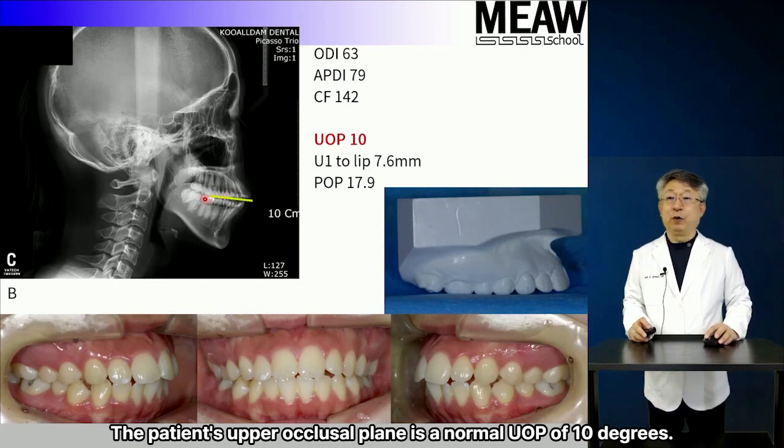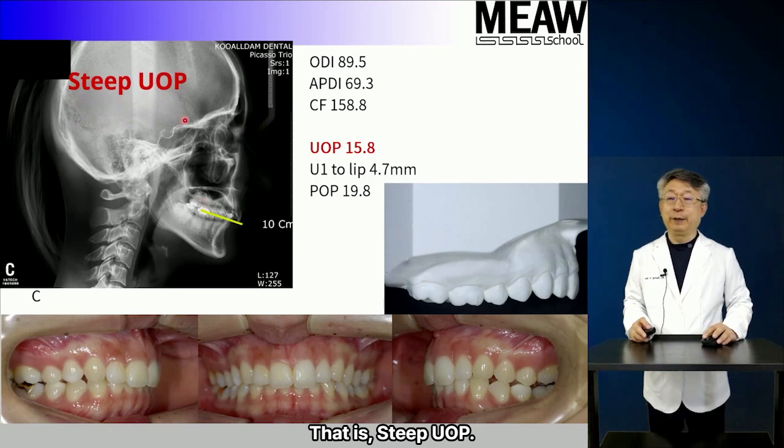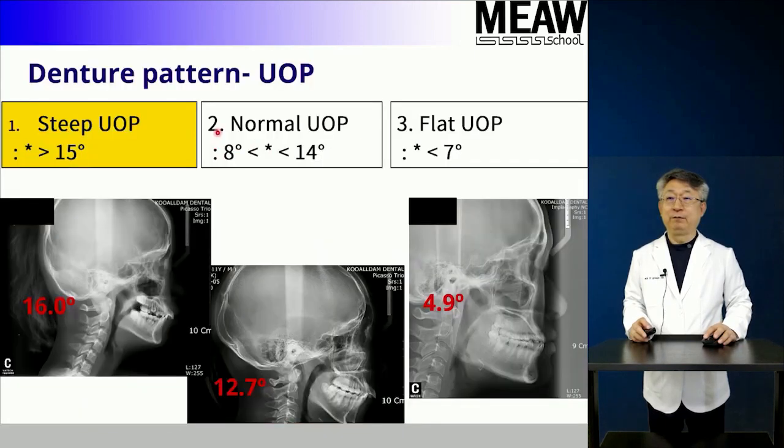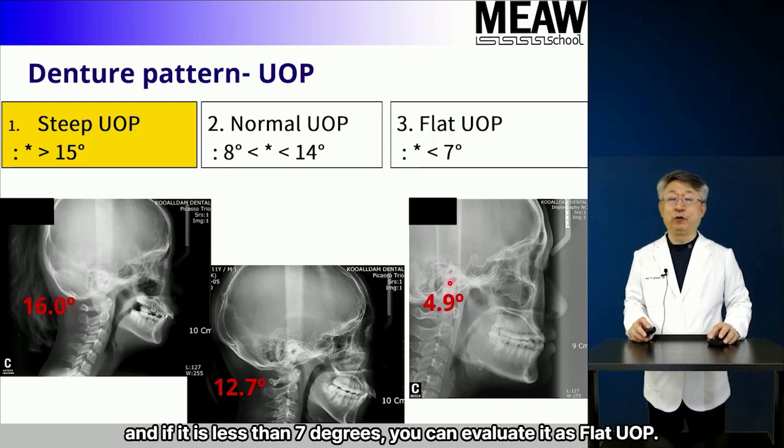The patient's upper occlusal plane is a normal UOP of 10 degrees. On the other hand, this patient has a UOP of 15.8 degrees and shows deep overbite. That is, steep UOP. Again, if UOP is greater than 15 degrees, you can evaluate it as steep UOP. And if it is less than 7 degrees, you can evaluate it as flat UOP.